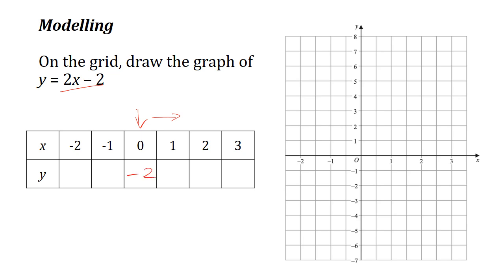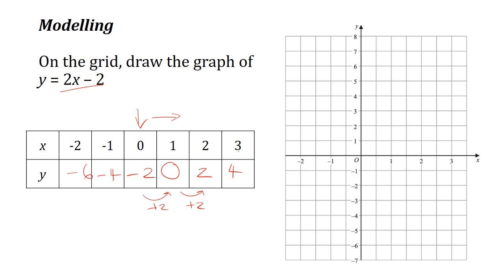When x is 1, substitute 1 in there. 2 times 1, take away 2 is 0. And so on. 2 times 2, take away 2 is 2. 2 times 3, take away 2 is 4. And then with the straight line graph, what you end up with is a pattern. And hopefully you notice that the y values are increasing by 2. Therefore, we can use that pattern to work out these two values without having to worry about calculating with negative numbers. From there, now we've got to plot the points.